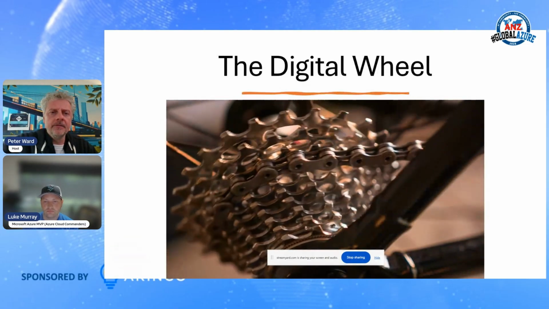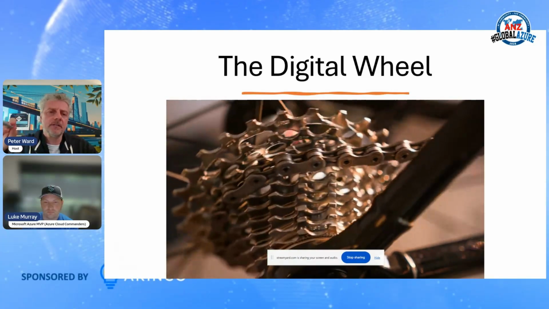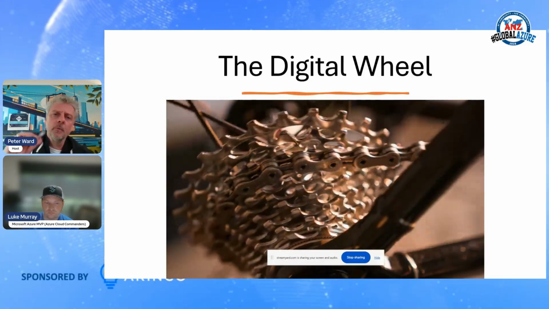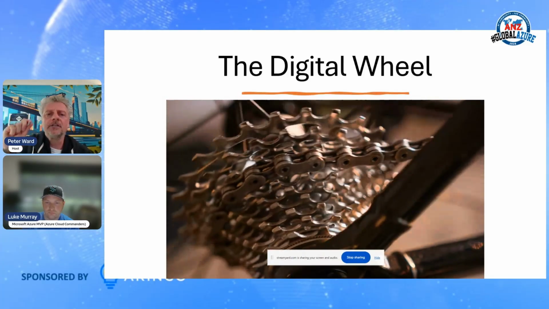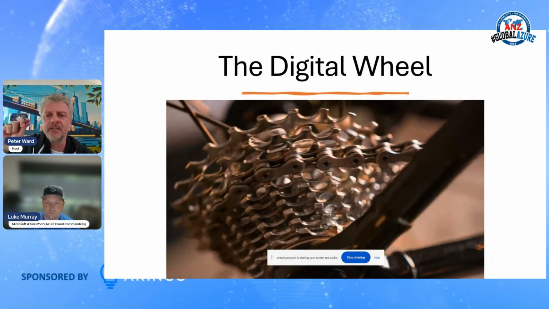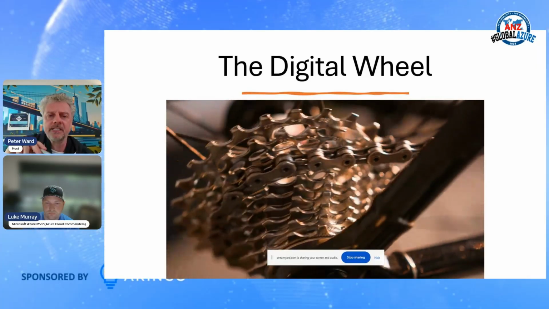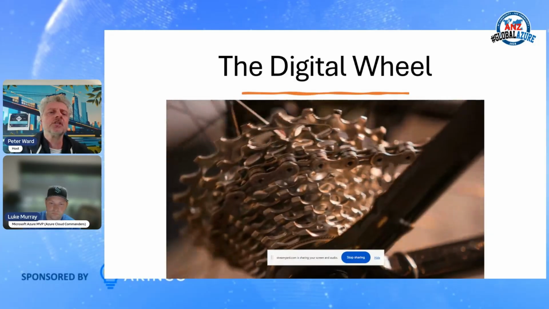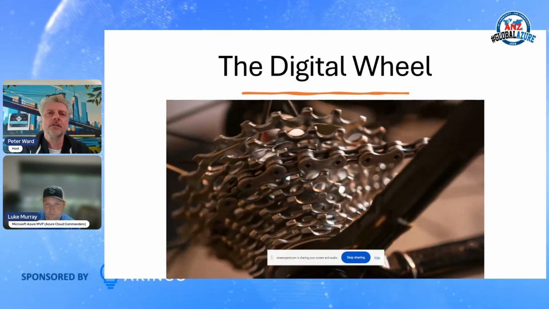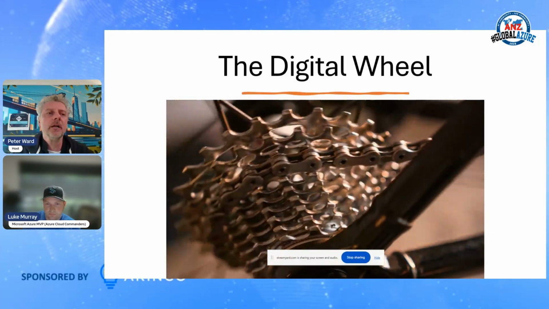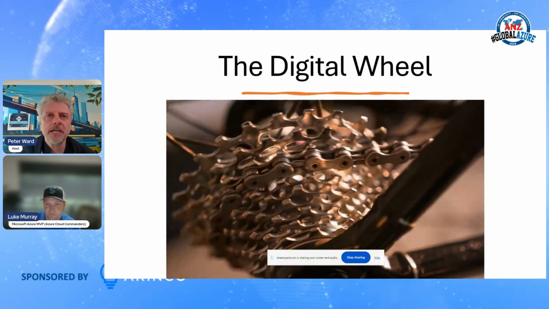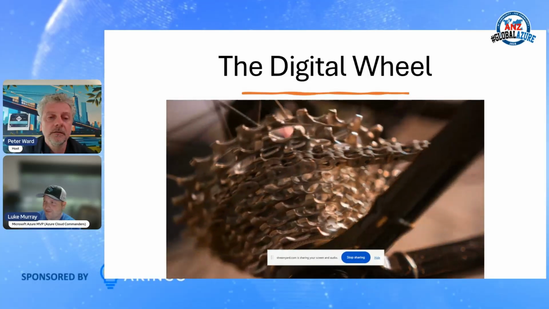And this also goes into the term digital wheel. A digital wheel is about replacing something that already existed, but making it better. So, Luke, can you give me an example of one of the first digital wheels in human history? You can go back hundreds of years here. Oh God.